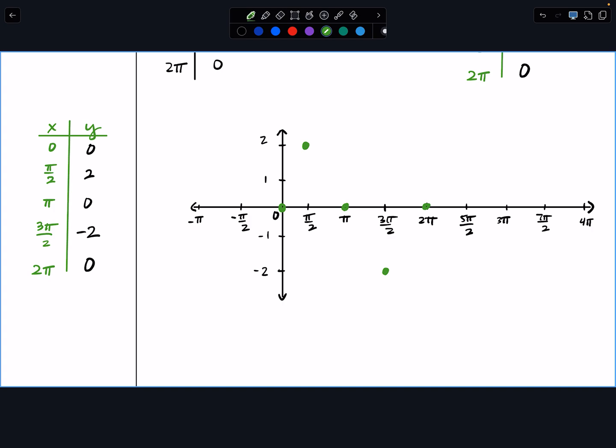What's gonna happen after 2 pi? It's gonna repeat, right? So after 2 pi, do you guys see how this is the beginning of a new cycle now? Where does it begin? Am I going up or down from here? Up. So that means at this point, it's gonna be where? At 2. So it's going to be here, and then where? 0, and then where? Negative 2, and then 0 again. Does that make sense?